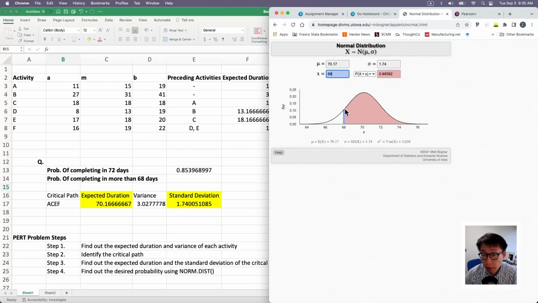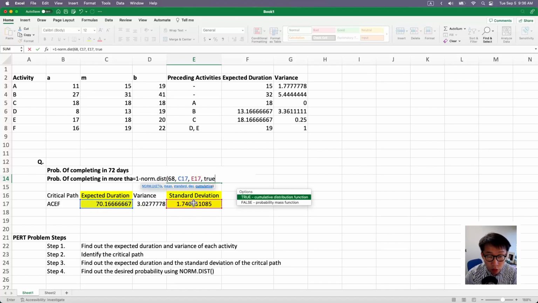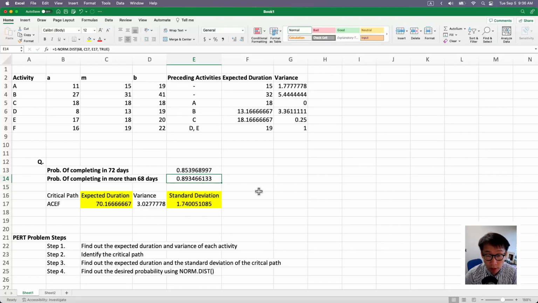Now you can see that we're looking for the area that's beyond 68. We need to consider all the scenarios that have a duration that is longer than 68. It could be 69, 69.5, 70, 71. All scenarios must be considered. Therefore, we are looking at anywhere beyond 68. Okay, so for that one, if you recall, you need to use 1 minus norm-dist. Our x is 68. Our expected duration is still the same number. Standard deviation, same number. True. This is going to be the probability.